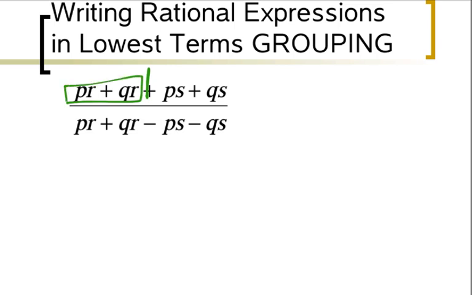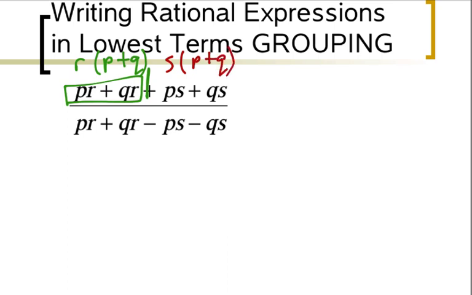and we look at these first two and say, do they have anything in common? They both have an r, so we pull out an r and we have p plus q. And then we look at the second two and they both have an s in common, so I pull out an s and say p plus q again.